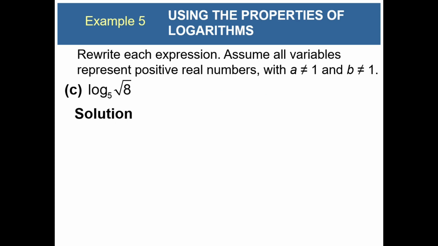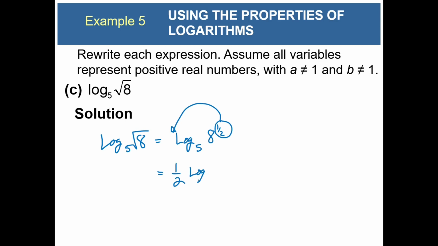Part C, we want to simplify log base 5 of the square root of 8. Let's rewrite this so it looks like the power rule. I know that the square root of 8 can be written as an exponent. Let's say log base 5 of 8 to the 1/2 power. Using the power rule, we can bring this number to the front. So this is equivalent to 1/2 log base 5 of 8. And that's it. We can't simplify that any further.